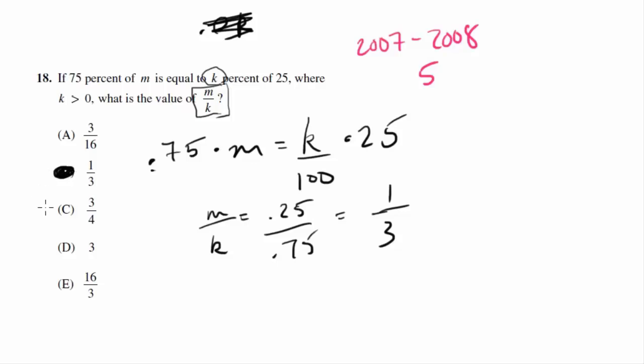So this is number 18. This is a 4 out of 5 in difficulty. So overall, a pretty hard question, but once you translate it, and make sure you translate it correctly, right? Make sure your percents are proper decimals, all those kinds of things. You can get down to the answer pretty easily. Notice they want the ratio, so you can just solve for m over k. You don't have to solve for m individually or k individually, just them together. So the answer to 18 is B.